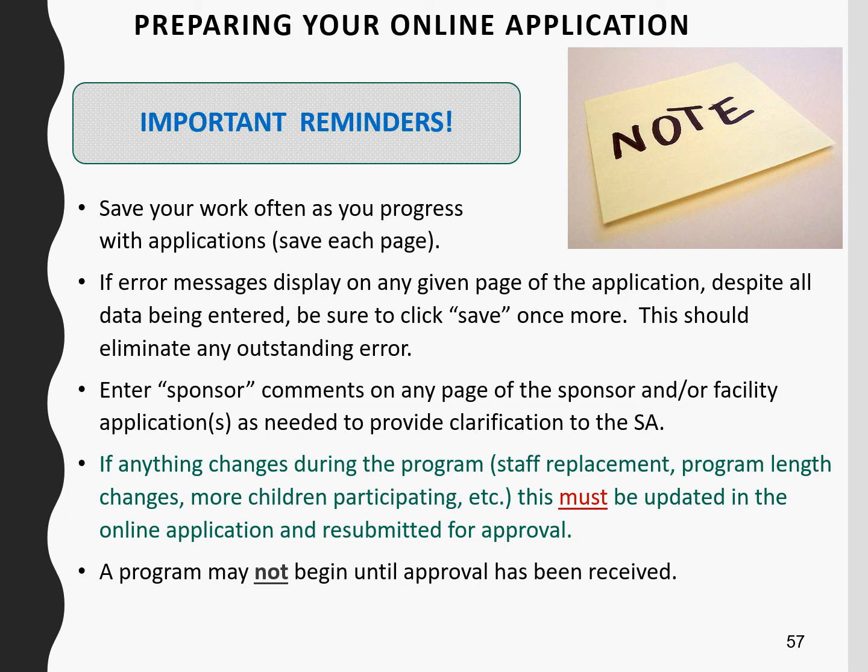Here are some important reminders. Save your work often as you progress with applications. Save each page. If an error message displays on any given page of the application, despite all data being entered, be sure to click Save once more. This should eliminate any outstanding errors. Enter sponsor comments on any page of the sponsor and/or facility applications as needed to provide clarification to the state agency. If anything changes during the program, such as staff replacement, program length changes, more children are participating, this must be updated in the online application and resubmitted for approval. A program may not begin until approval has been received.